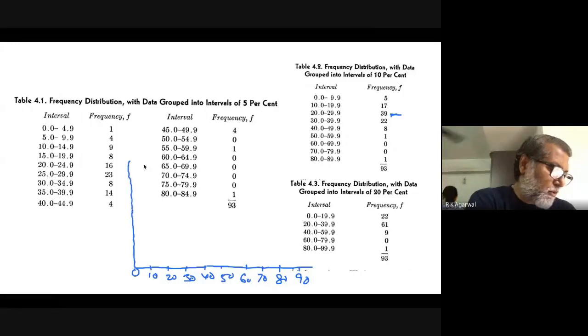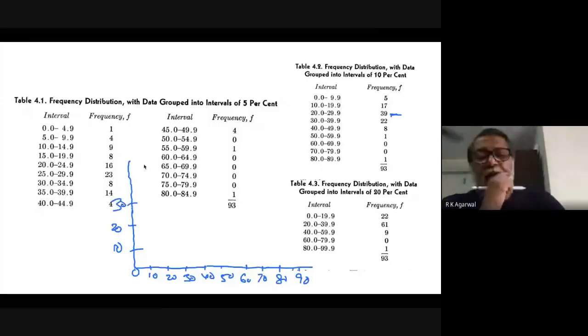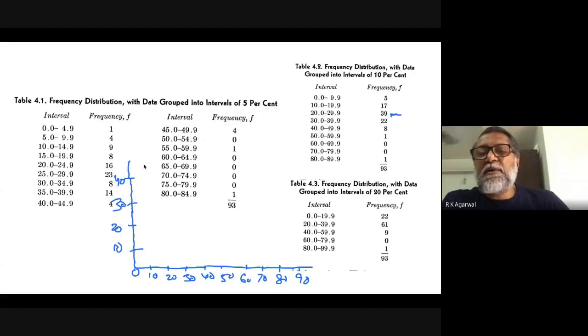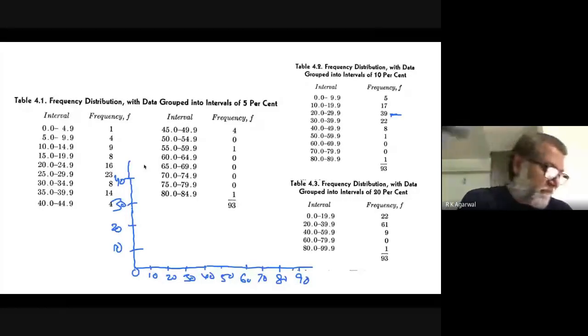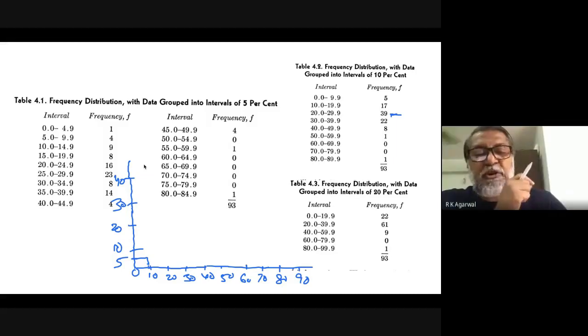So we have, say, 10, 20, 30, 40. So first interval is 0 to 10, having a frequency of 5. So this is 5. So we draw a rectangle whose height is proportional to 5 and whose width is proportional to 0 to 10.